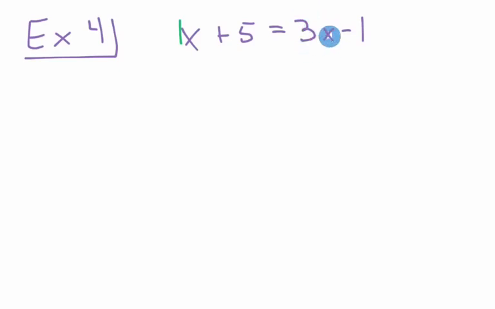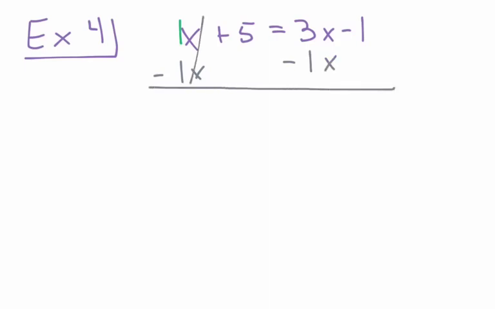If I were to move this 3x over here, I would have to subtract 3x from both sides. 1x minus 3x is going to give me negative 2x. And it's okay to divide by negative 2, but I want to deal with positive numbers if I can. So instead, what I'm going to do here is I'm going to subtract 1x from both sides.